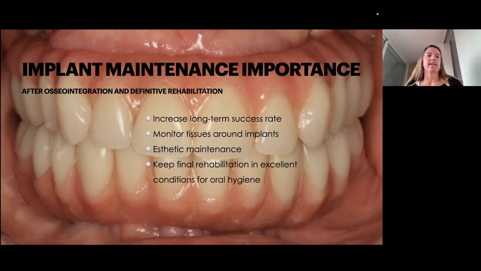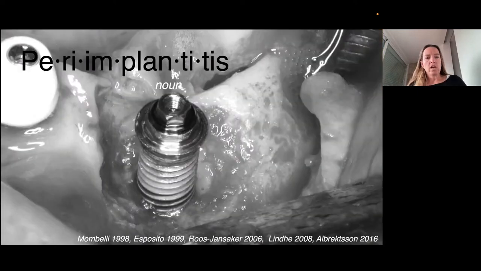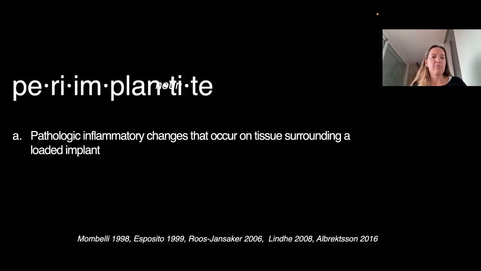So in this case, it is important to always have this maintenance after the osseointegration and the final rehabilitation. Why? Because we want to increase long-term success rates. We want to monitor the tissues around the implants. We want to maintain everything very aesthetic and to keep the final rehabilitation in excellent conditions for oral hygiene for the patient at home. So we know that peri-implantitis is something that can happen.